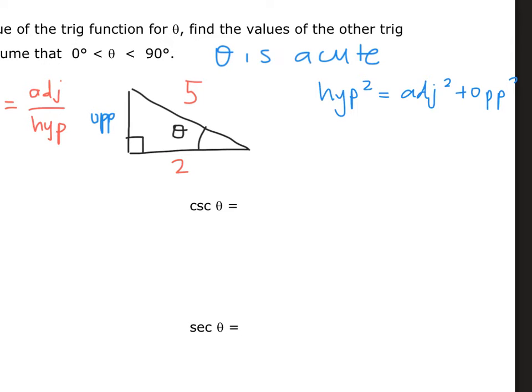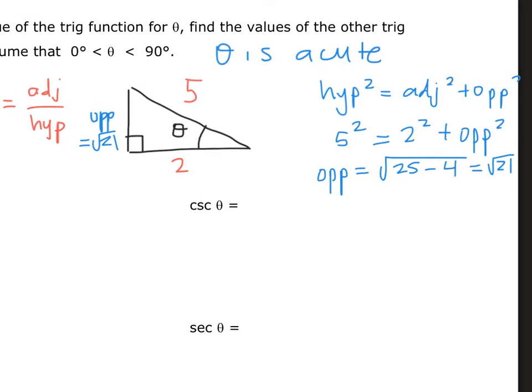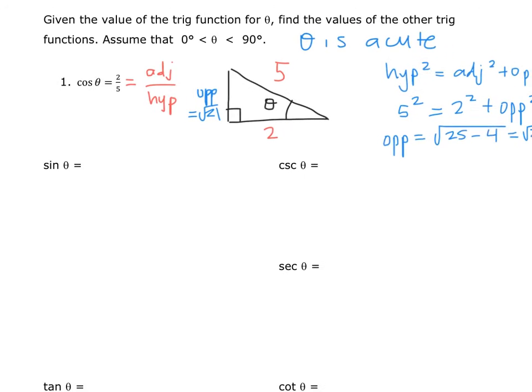So we plug in what we know. We know that the hypotenuse is 5, so we have 5 squared equals the adjacent squared, so that's 2 squared, plus, well, we don't know, the opposite squared. So the opposite side is going to be the square root of 5 squared, which is 25, minus 2 squared, which is 4, so we get the square root of 21. So we can fill in that opposite side, square root 21. Now that's all we need to calculate these trig function values, is just the sides of the right triangle.